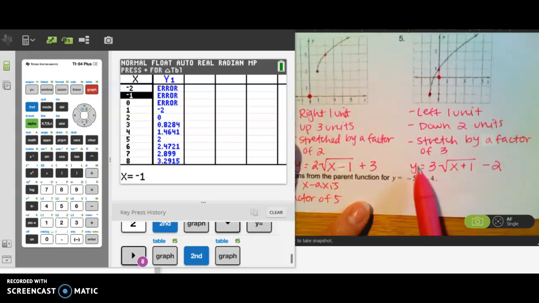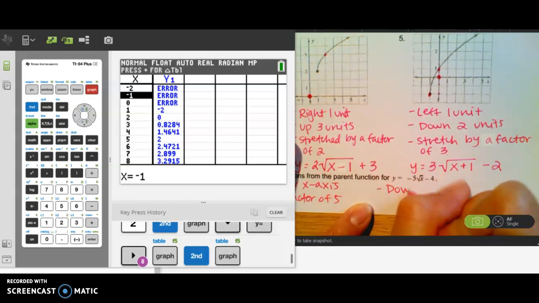All right, next thing, on the inside we just have x, so it was not moved left or right any, but that negative 4 means down 4 units.